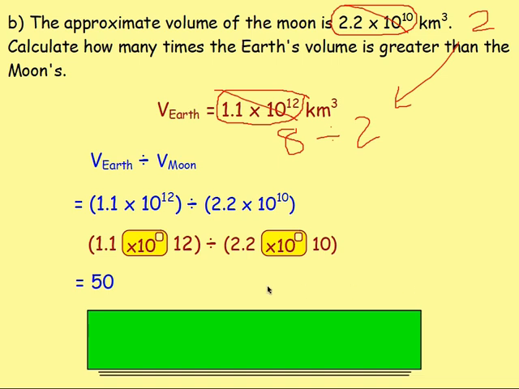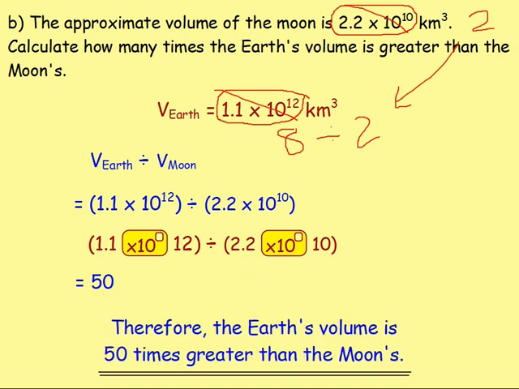You got 50? Me too. Well done. Which really means that the Earth's volume is 50 times greater than the Moon's volume. That's your answer. Well, that means the Earth is pretty big. It is indeed. It's 50 times bigger than the Moon's volume.